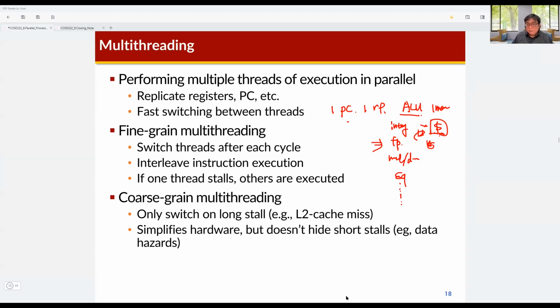So the idea is that for this part, the register file and the program counter, if there are multiple program counters and multiple register files, like two program counters and two register files, then we can use these execution units or some cache resources if available. That is the multi-threading idea.